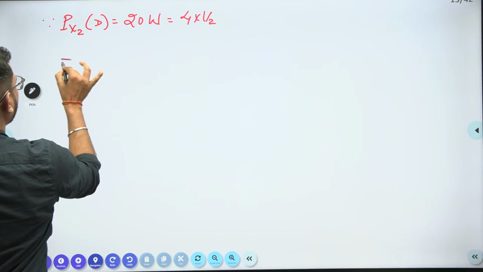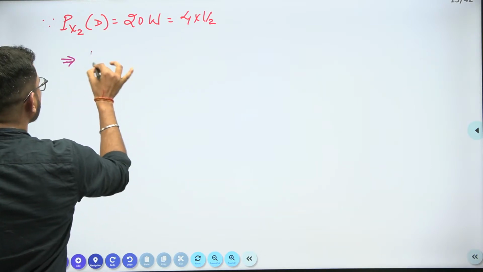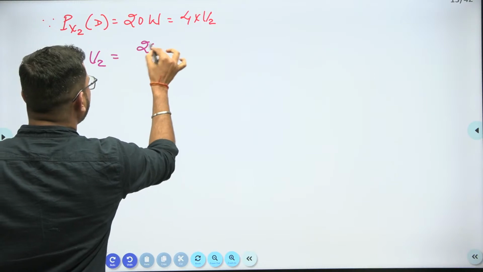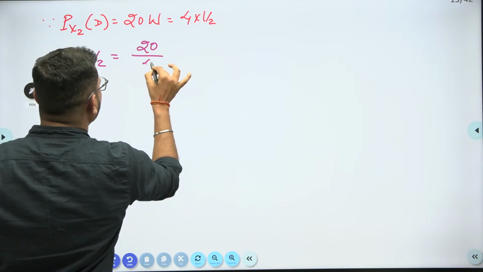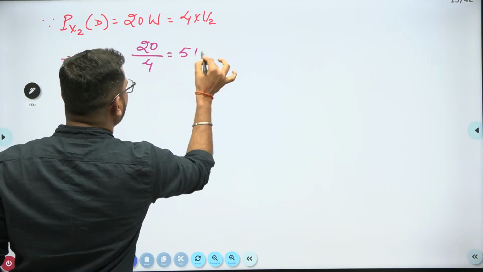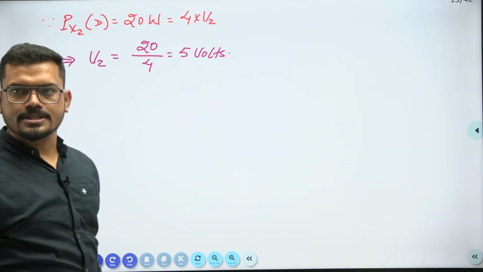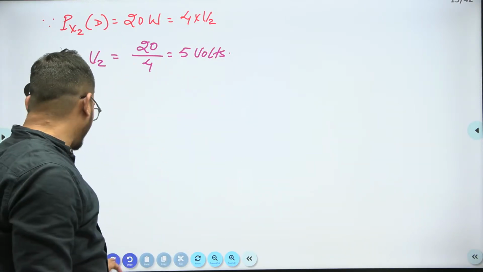Okay, so from here what we can write? So we can write V2, and this V2 is how much, guys? So this is 20 divided by 4, which is equal to 5 volts, guys. Which is equal to 5 volts. Is it clear now? So this is the 5 volts, guys.